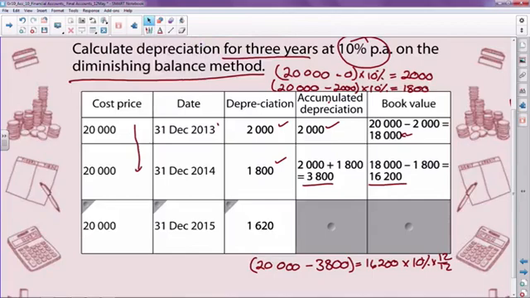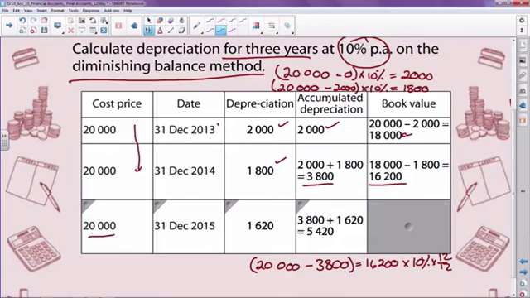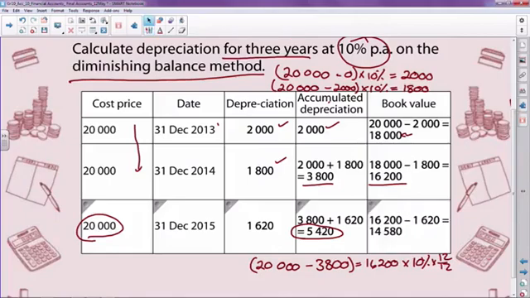1,620. Now what did you lose in total? You have to take your 3,800 plus 1,620 to give you your 5,420, and then what do I do next? I need to go and take the 20 minus what I've lost in all 3 years, which is 5,420, and then you will see that you will get your carrying value or your book value of 14,580. But now, we calculated everything.